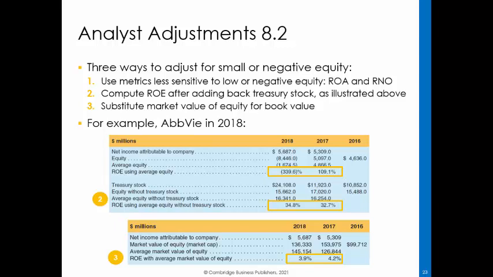Another is to substitute market value of equity for book value, which is also illustrated on this slide for AbbVie. When market value was used instead of book value, ROE for 2017 and 2018 were 4.2% and 3.9%. When analysts use market value of equity to compute return on equity, they must apply the adjustment consistently across years and for all companies in the comparison group, even if the comparison companies report no Treasury stock.